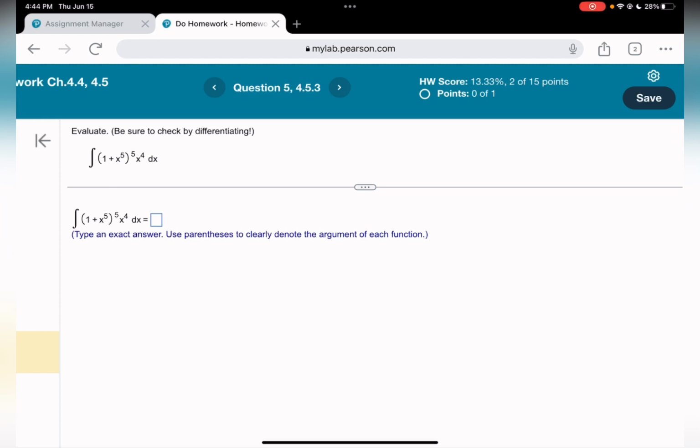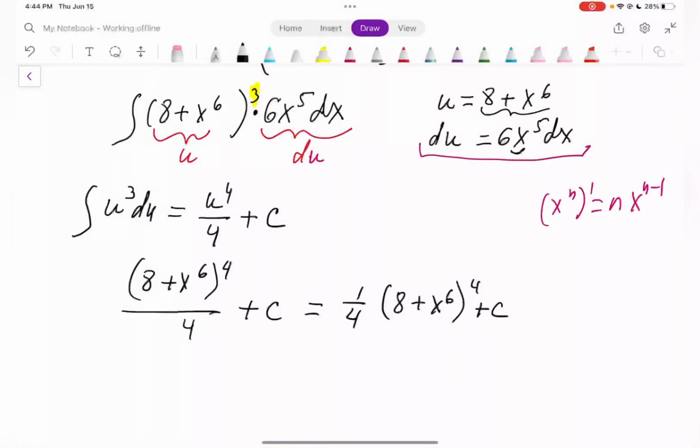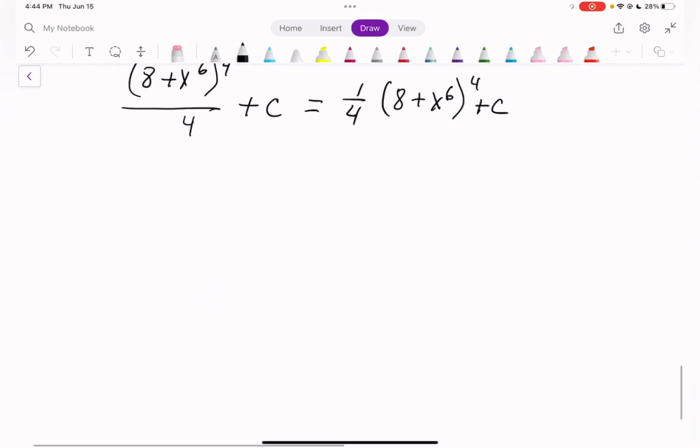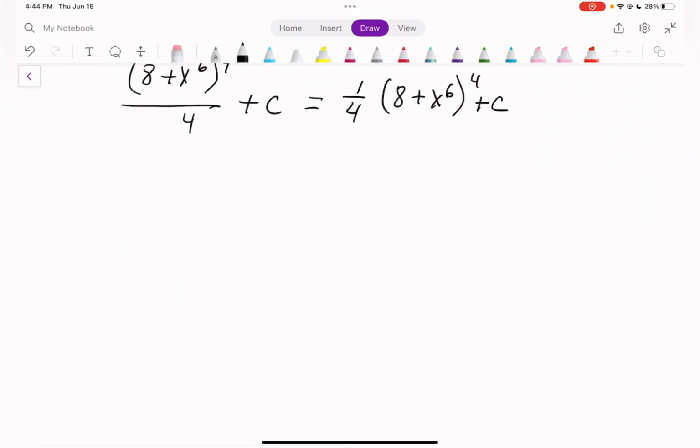All right. So we have the integral of (1 plus x to the 5) to the power 5 and x to the power 4 dx. All right. So again, we have the same form of multiplication. This integral looks ugly.